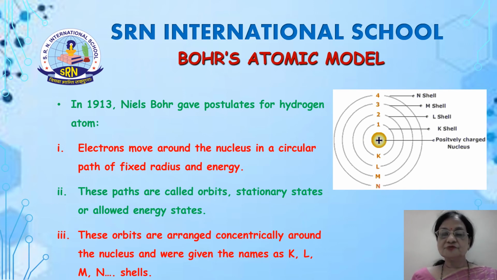First, electrons move around the nucleus in a circular path of fixed radius and energy. Second, these paths are called orbits or stationary states or allowed energy states. Thirdly, these orbits are arranged concentrically around the nucleus and were given the names K, L, M, N shells. The lowest energy is found in the smallest orbit, that is the K shell, and radiation is absorbed or emitted when an electron moves from one orbit to another.